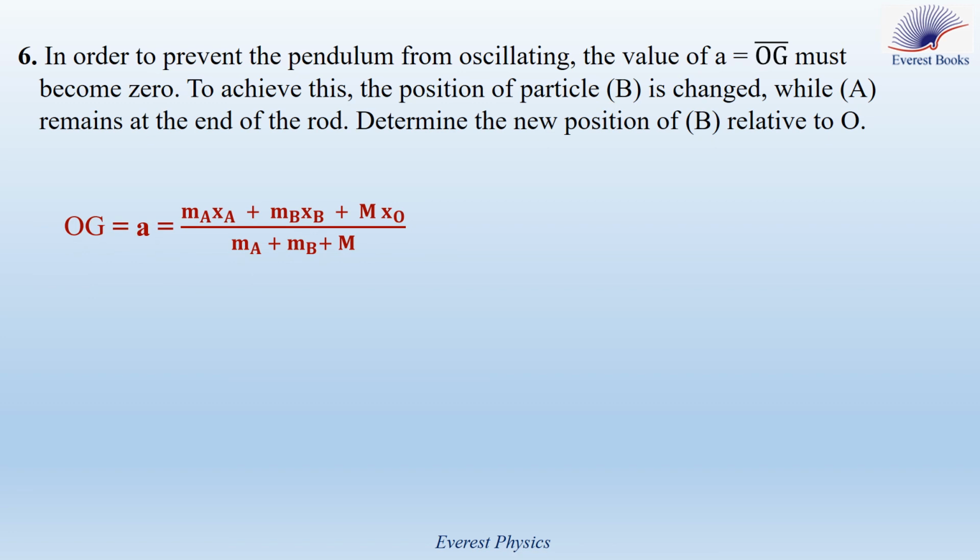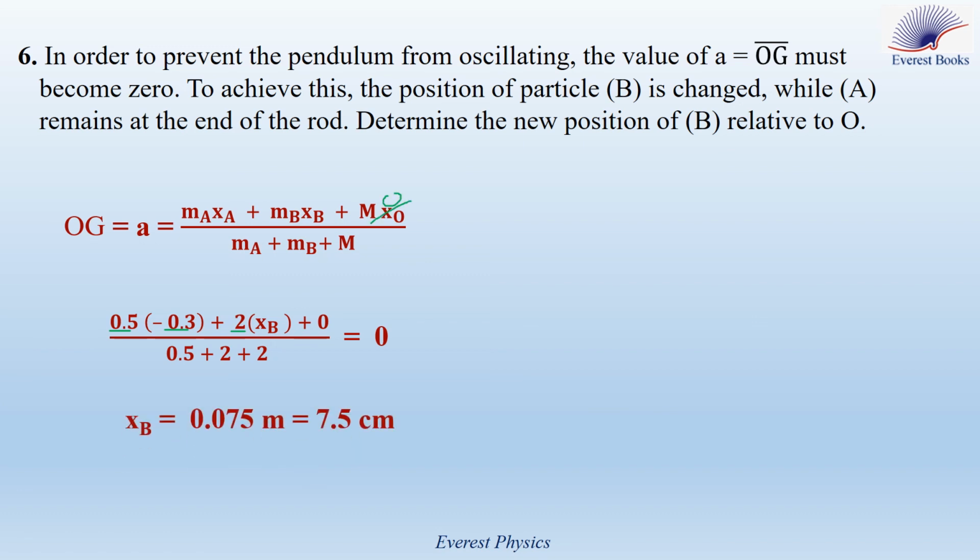Using the formula that gives the position of the center of mass, OG equal A equal MA XA plus MB XB plus the mass of the rod times XO over the total mass, XA and XO are proved in the beginning of this problem. So substitute for MA equals 0.5 kilogram, XA is equal to minus 0.3 meter, MB is equal to 2 kilogram, XB to be determined, and XO is equal to 0 over the total mass. After some calculation, we get the value of XB, which is equal to 0.075 meter, and it is equivalent to 7.5 centimeter.